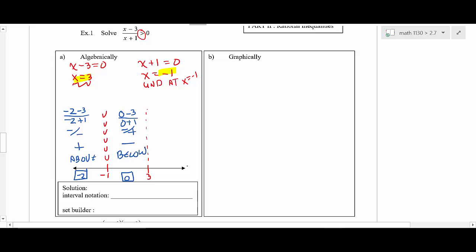Okay. And then take a test point bigger than 3, like say 4. Plug it in. You'll have 4 minus 3 over 4 plus 1. That's positive over positive.